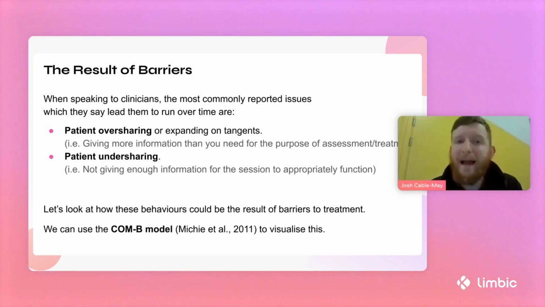And what I mean by that is that they're giving you more information than you actually need for the purpose of your session. Like I said, we're not blaming the patient for that. It's not their fault that that's happening. But either way, there's an excess of information coming in.